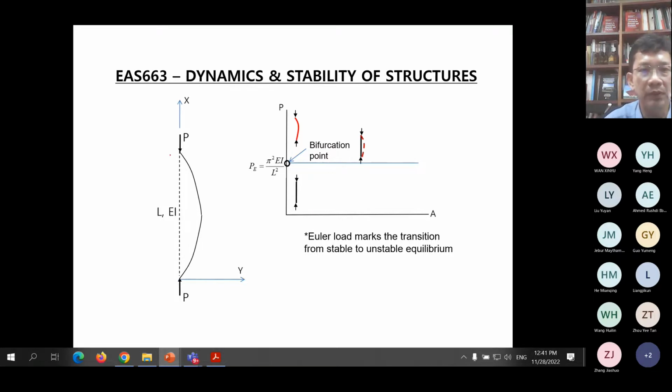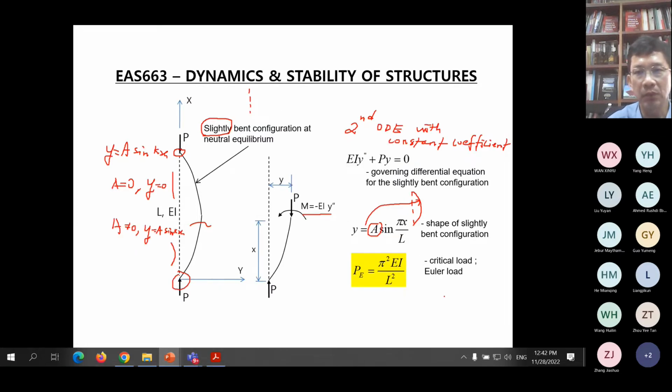So remember, the Euler column definition is: pinned at both ends, perfectly straight in the beginning, and the loading has no eccentricity, perfectly zero eccentricity. The material obeys Hooke's law, linear elastic, the cross-sectional area is constant, prismatic, and the material is homogeneous. So these are the assumptions made in defining the Euler column. The critical load is given by these equations, and the slightly bent configuration at neutral equilibrium is given by these equations.